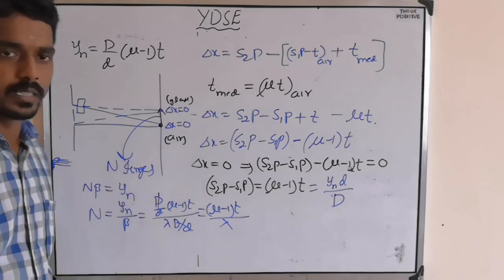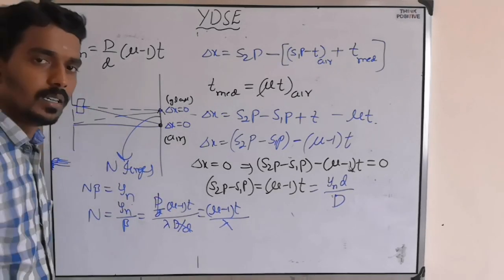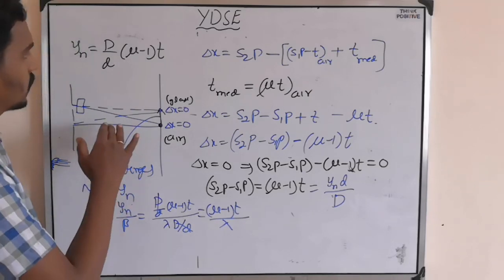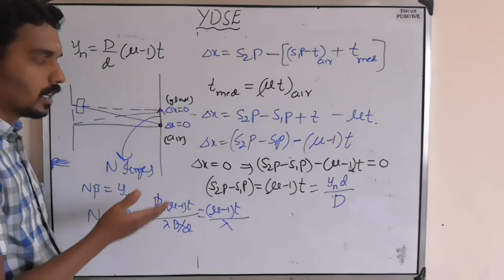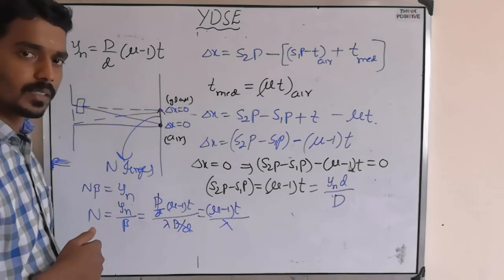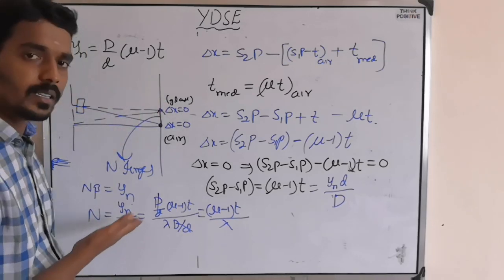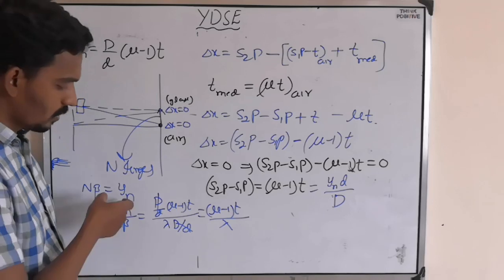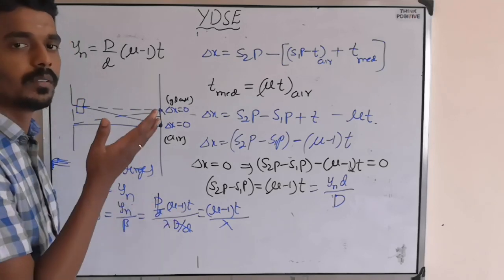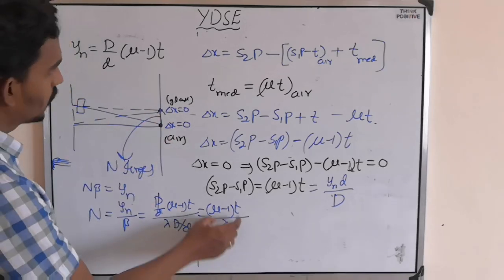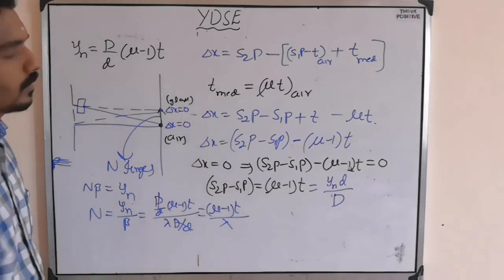So there are two questions they will ask when you insert a glass slab. That is, what is the shift in the central bright fringe? Or how many fringes got shifted within that distance? So these are the formulas.